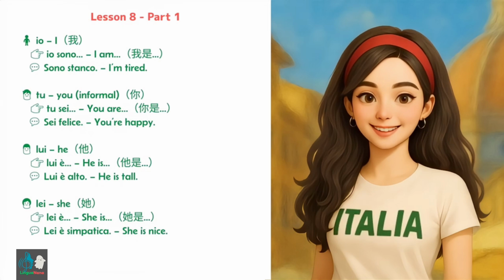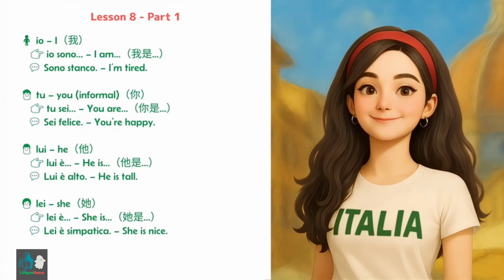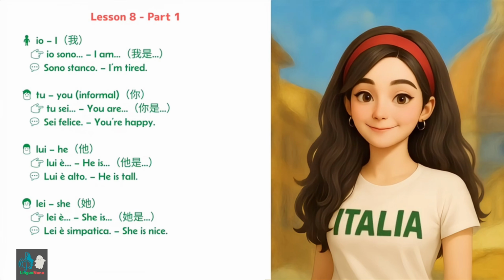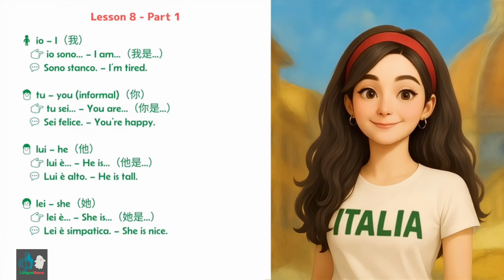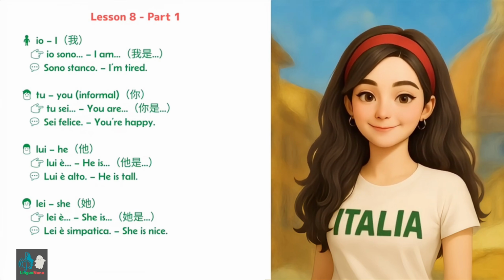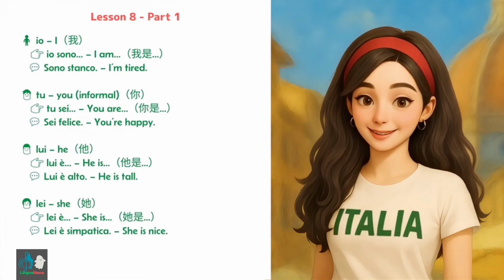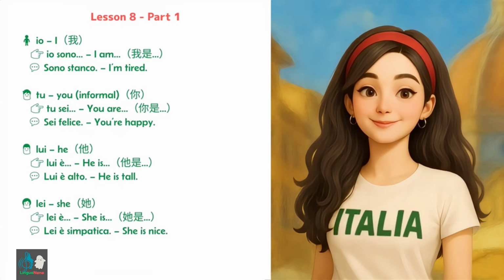Lui is he. Lui è means he is. For example, Lui è alto. He is tall. You can also say just È alto, but Lui helps make it clearer, because he and she start with the same verb.